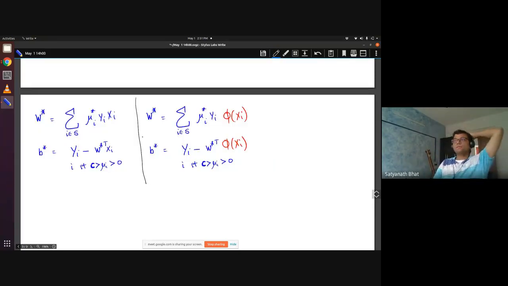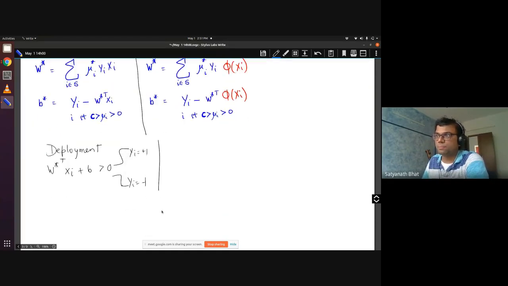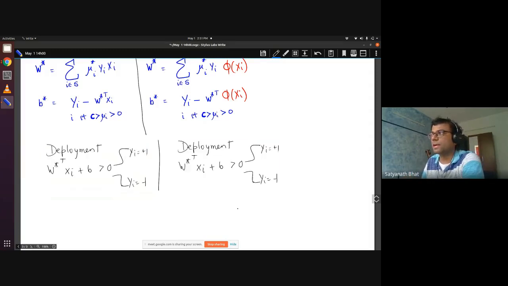So now, if you want to deploy this, what will you do? Remember, deployment. We will do W star transpose xi plus b, and if it is greater than 0, you take one path, otherwise some other path, yi. So in the modified world, we can't use this. Instead of using xi, we will have to use phi of xi, right? So now this is where we will be able to get some benefit.